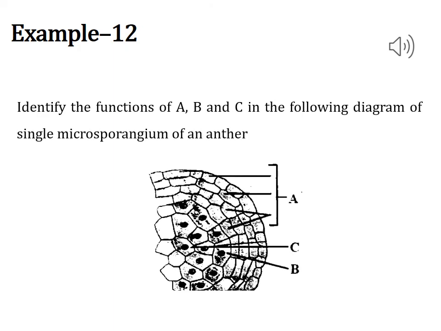12th example, a diagram-based question. Identify the functions of A, B, C in the following diagram of a single microsporangium of an anther. The diagram is like this, labeled A, B, C. The answer is: A helps in the dehiscence of the anther, B helps in nourishing the pollen grains, and C helps in forming the spore tetrad. So this is the right answer, that is, C is the right option.